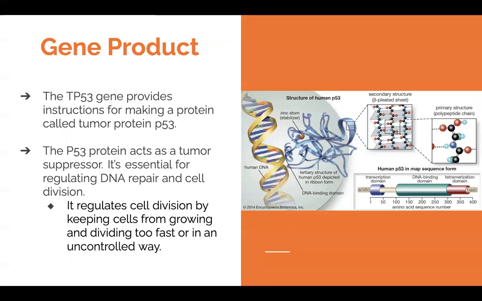The TP53 gene provides instructions for making a protein called tumor protein p53. The p53 protein acts as a tumor suppressor. It's essential for regulating DNA repair and cell division. It regulates cell division by keeping cells from growing and dividing too fast or in an uncontrolled way.